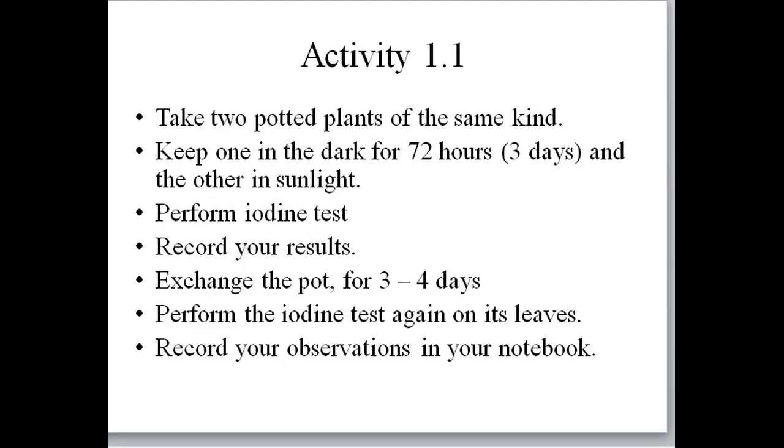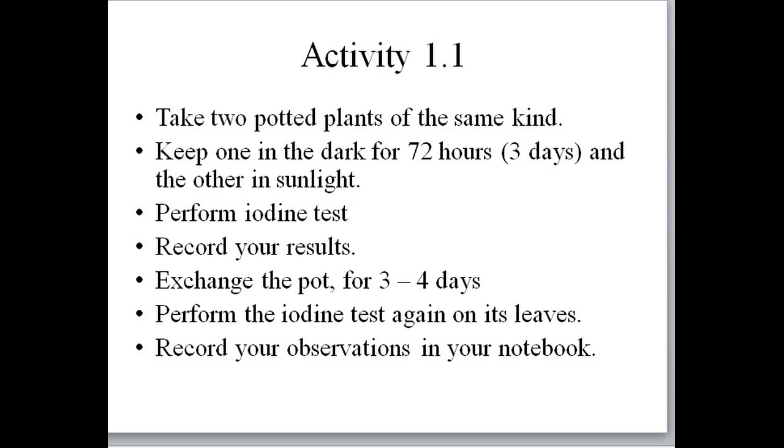Activity 1.1. Take two potted plants of the same kind, keep one in the dark for 3 days and the other in sunlight, and perform iodine tests. Record your result and exchange the pots for 3 to 4 days. Perform iodine tests again and record your observation.